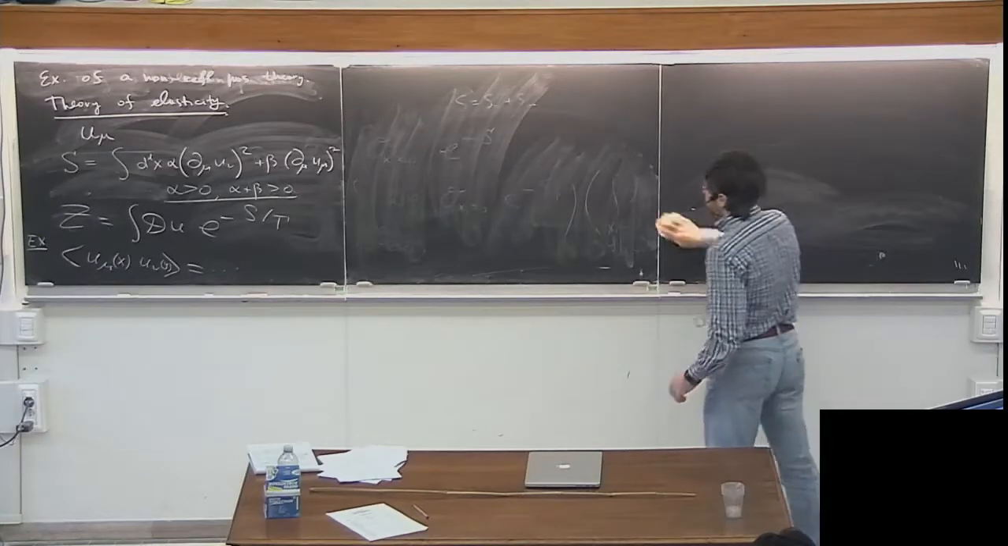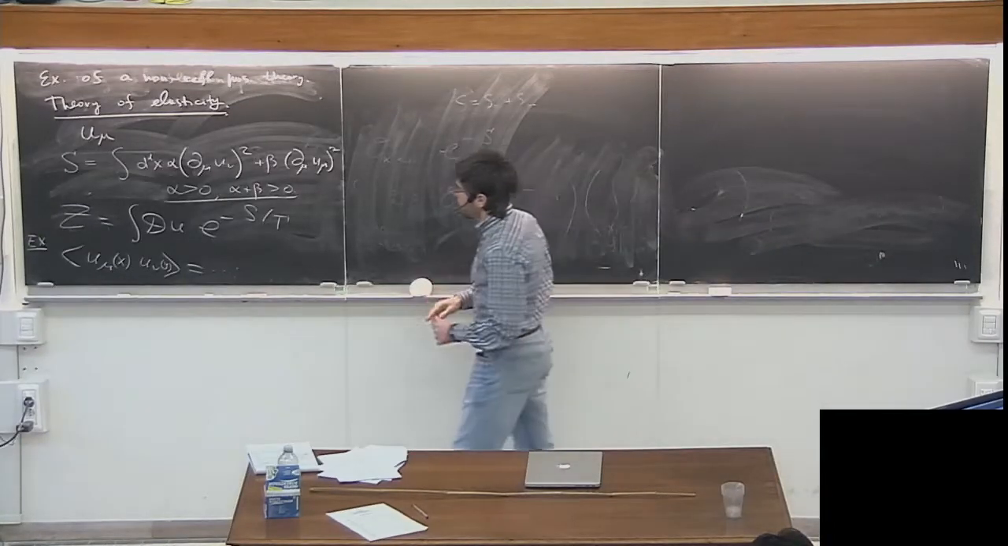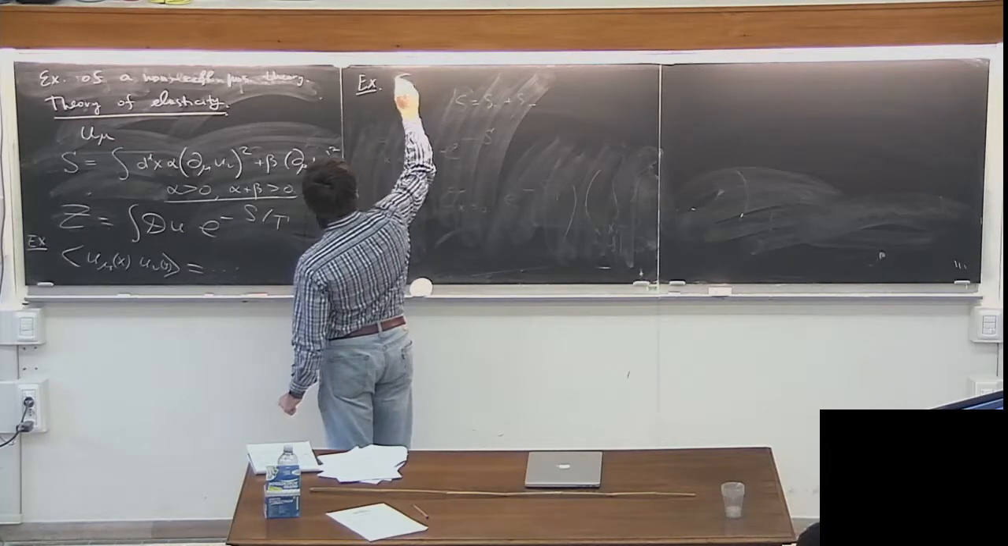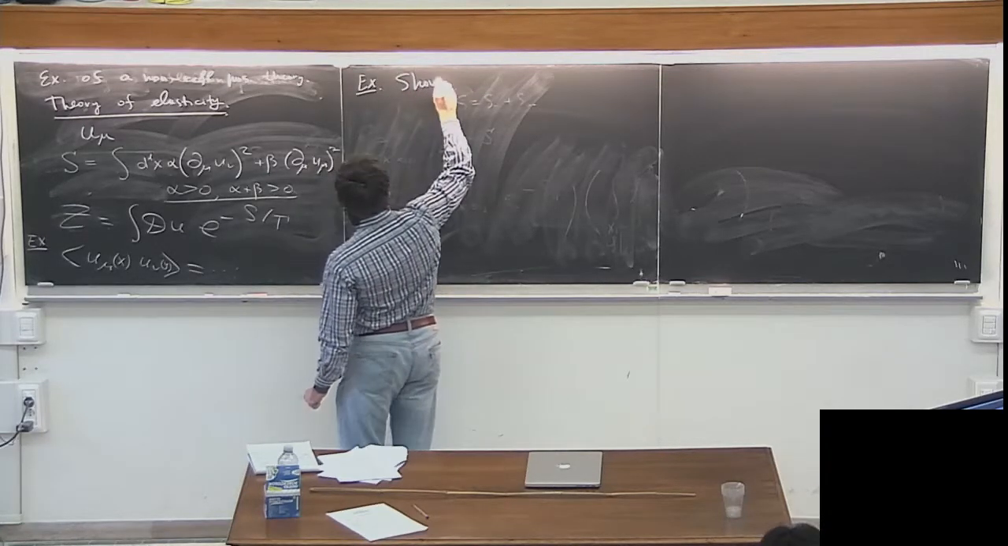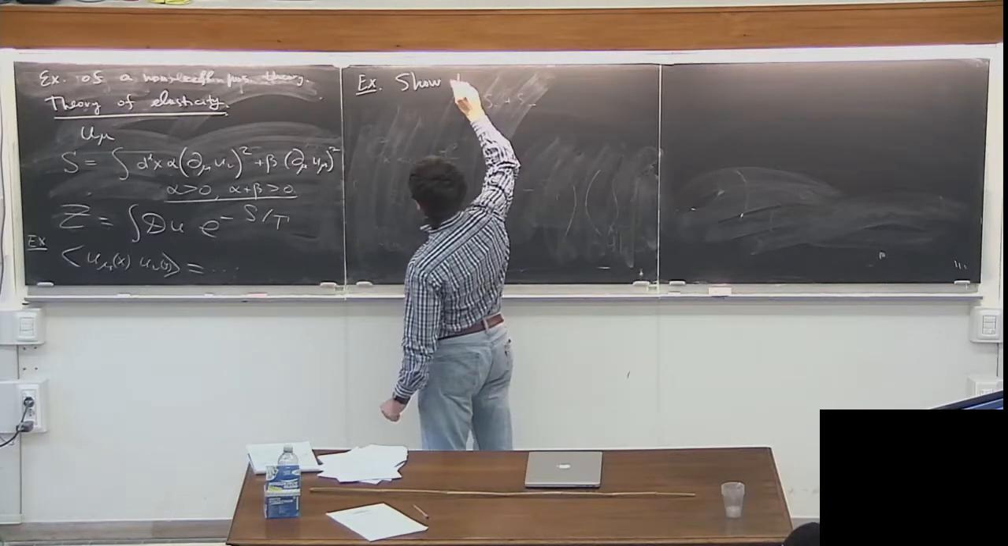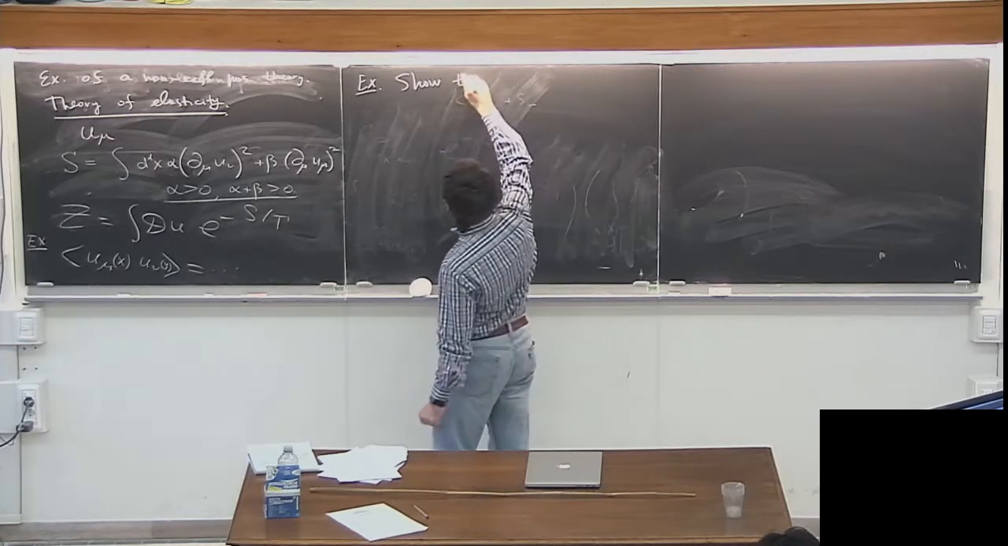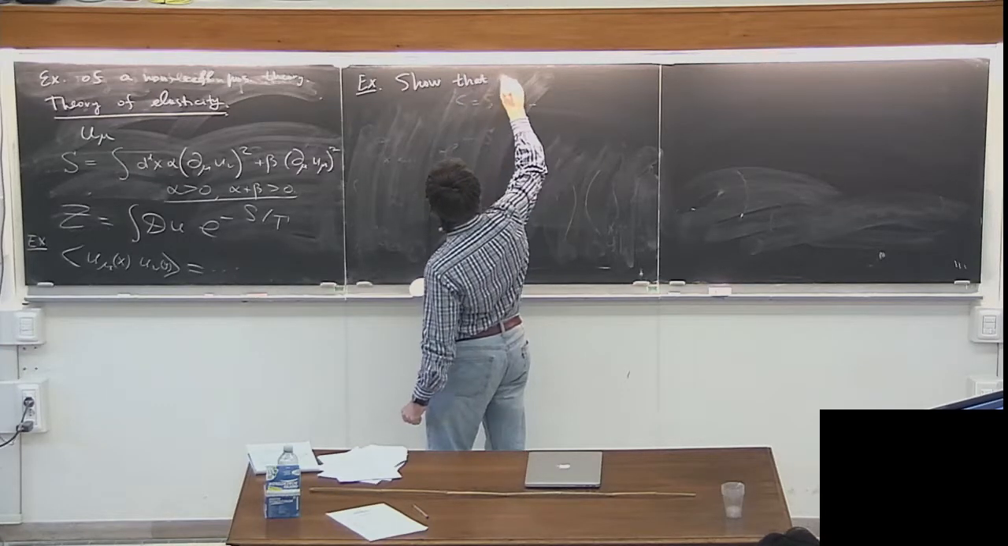And then once you determine this correlation function, you can do two more exercises. So you can check that it's not going to be reflection positive. This correlation function is not going to satisfy reflection positivity.